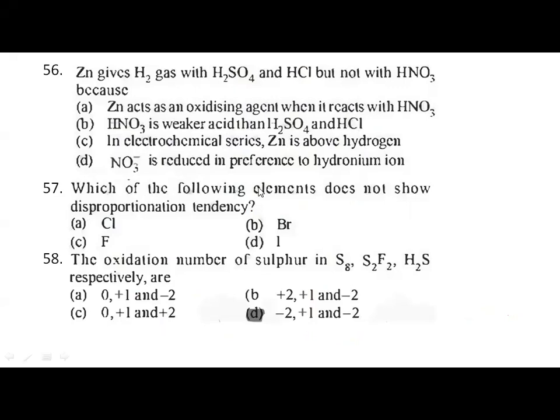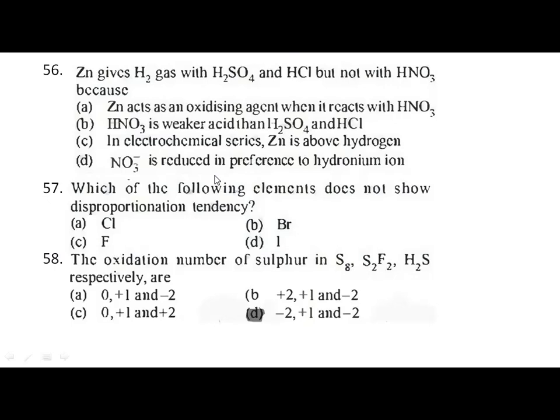Next question. Which of the following elements does not show disproportionation tendency? Chlorine, bromine, fluorine, and iodine. Fluorine does not show disproportionation tendency because in any of its compounds, fluorine will always have minus one only. Therefore, it cannot show disproportionation reaction. The rest all do. Okay.